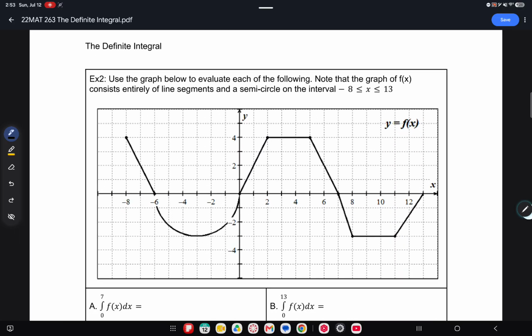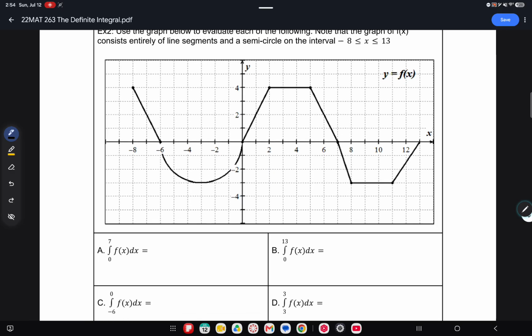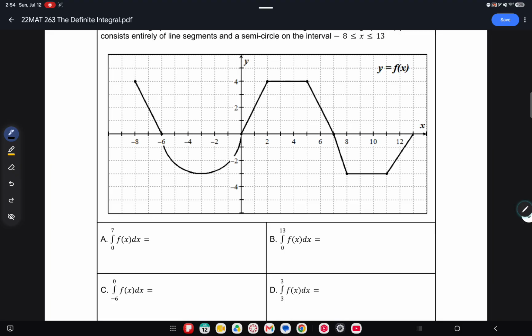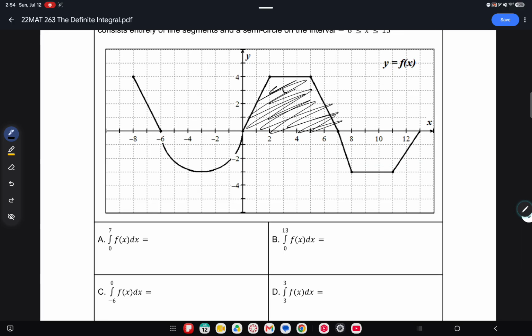So at least to begin with here, we're going to look at some geometric shapes. So use the graph to evaluate each of the following. Note the graph consists of line segments and a semicircle on that interval -8 to 13. So all right, the area under the curve from 0 to 7 is going to be this shape here. It's above the axis, so it's positive, and that shape is a trapezoid.